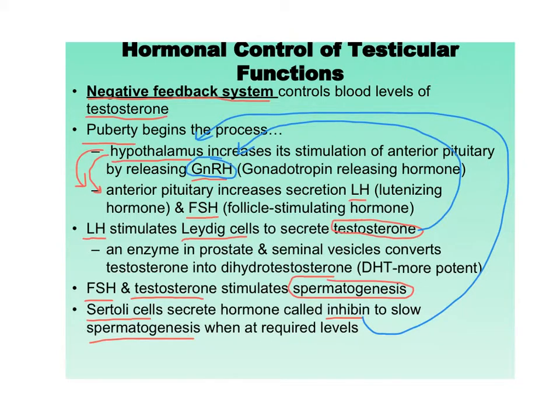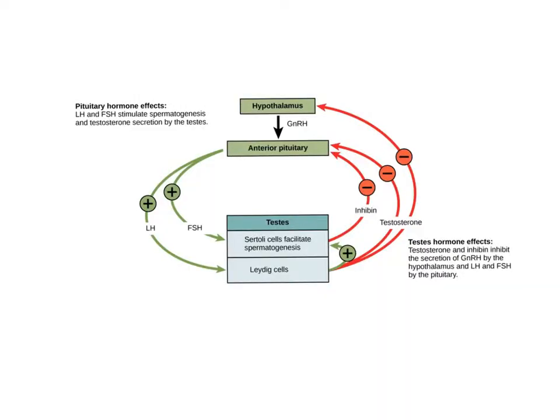So it's a negative feedback. Once those hormones become high in the body, it tells the hypothalamus, okay, let's start slowing down the release of gonadotropin-releasing hormone, which slows down the whole process.